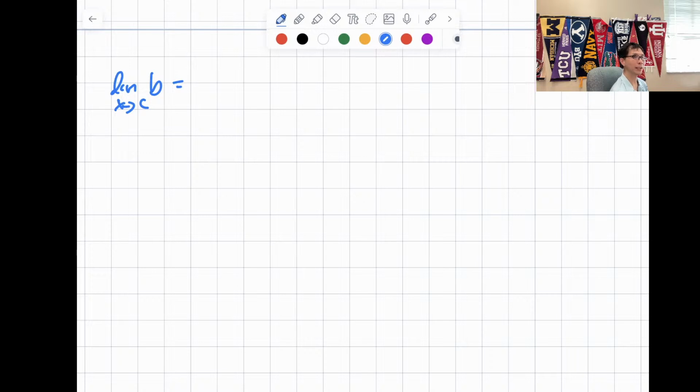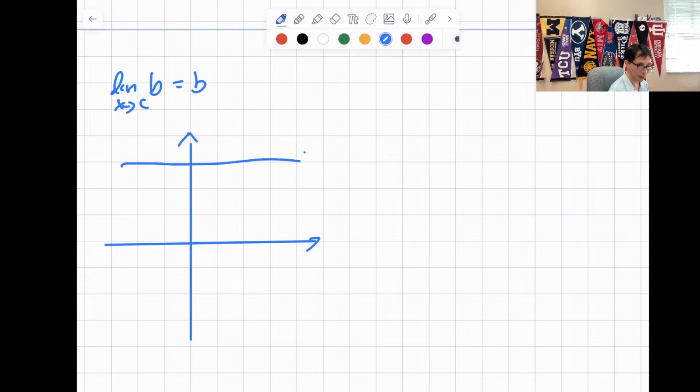It's B. Why, Tanner? It's a constant, but that's not why. Think of a graph as a horizontal line. It's a straight line, yes. Let's say B is 3. So B is equal to 3. It doesn't matter what the C value is, it's still always going to give you an output of B. So therefore, limit x approach C of B is equal to B. That's the first limit. Second limit is limit x approach C of x is equal to what?